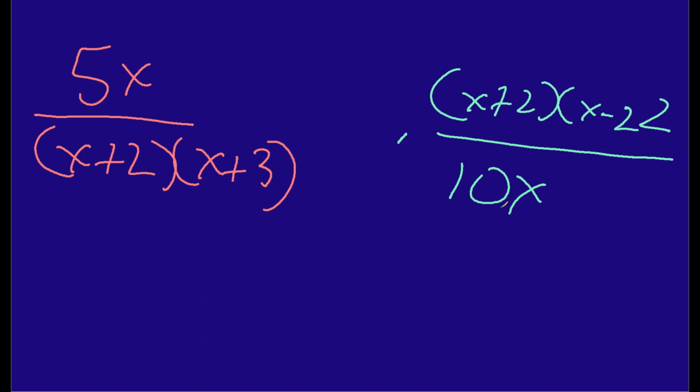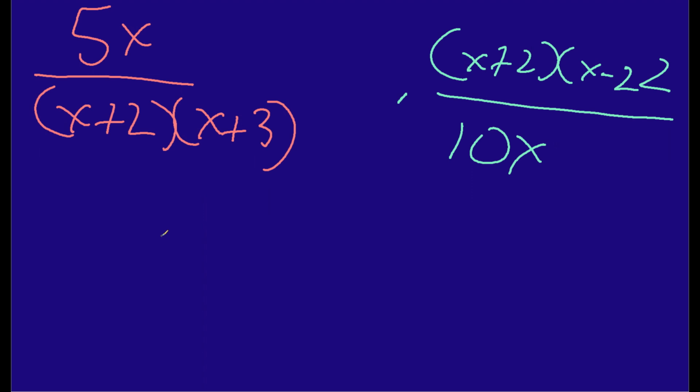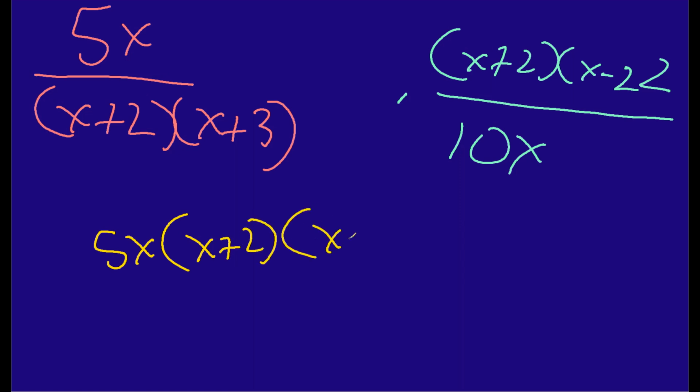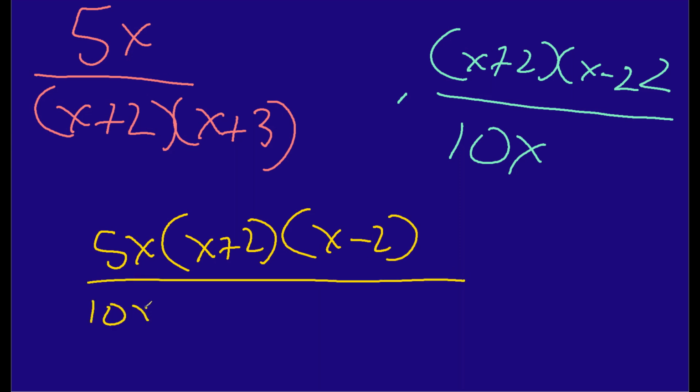Okay, so now we have our factored out answer, if you will. Now we could consolidate this a little bit more. And so essentially I would have the following. I would have 5x, and then I would have x plus 2, x minus 2. And then down here at the bottom, I would have 10x, and then I would have x plus 2, x plus 3. X plus 3, yes.